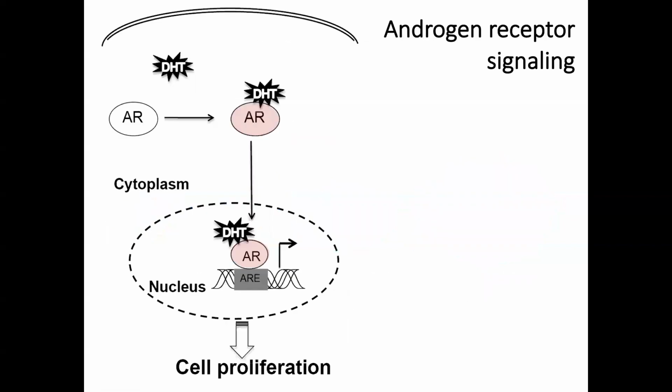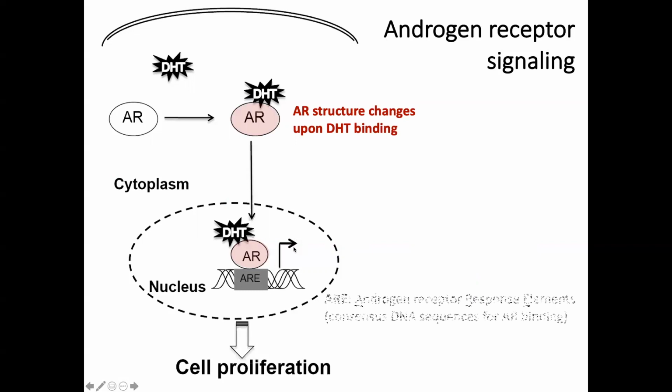Let's see how AR signaling works in a cell. When DHT enters the cell and binds to the AR protein, the interaction changes the AR protein structure and directs its nuclear entry. In the nucleus, the activated AR binds to ARE in the chromatin and activates gene transcription. The genes regulated by AR are called AR target genes.